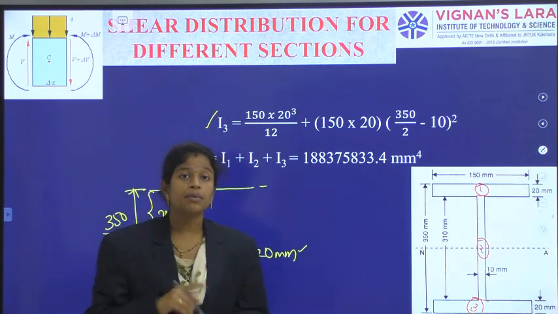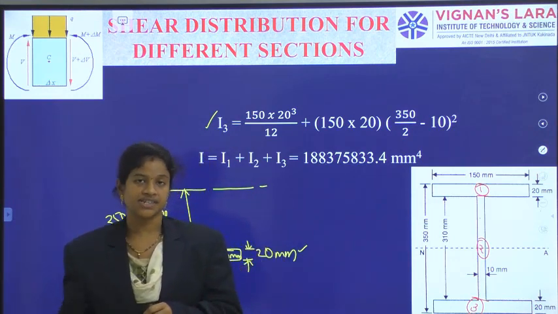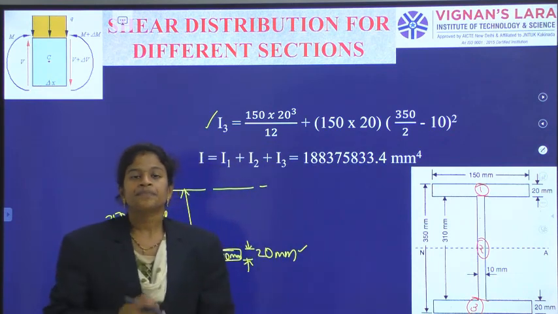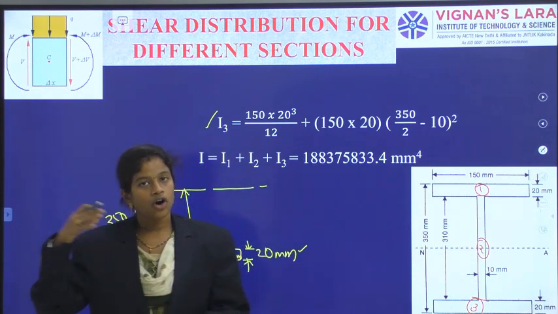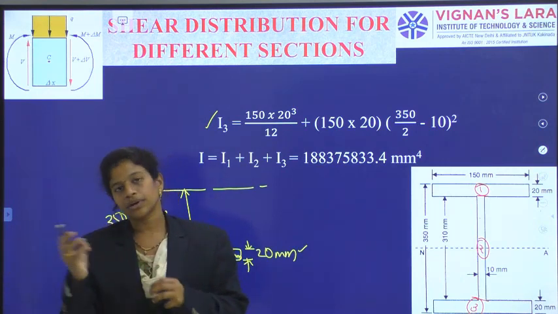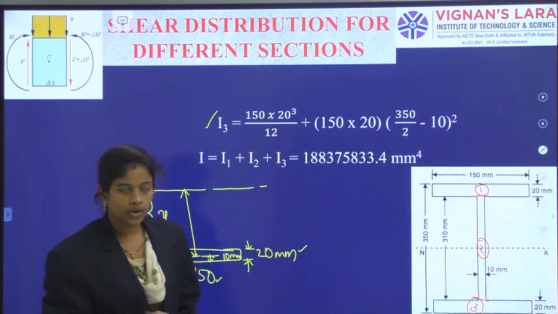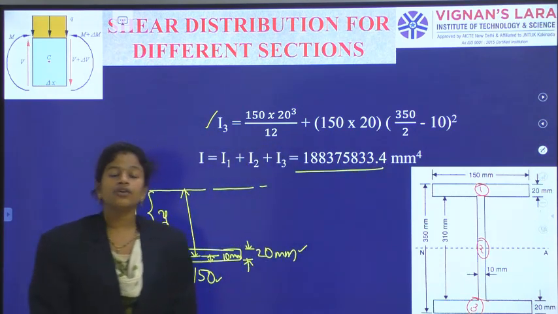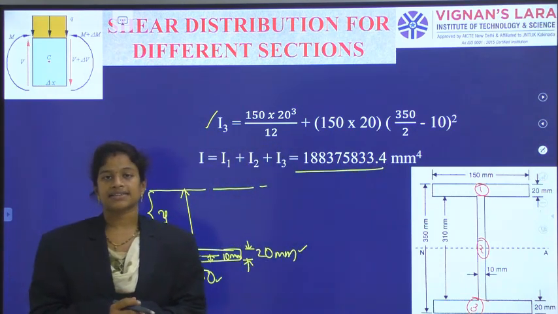As we have already said, moment of inertia is summation of all the moment of inertias. So, I1 plus I2 plus I3, moment of inertia of all three. Either you can solve in this way, or you can take from the first, a solid rectangular and then remove the moment of inertia. In this way also we can go. So, this is calculation of moment of inertia about the neutral axis.